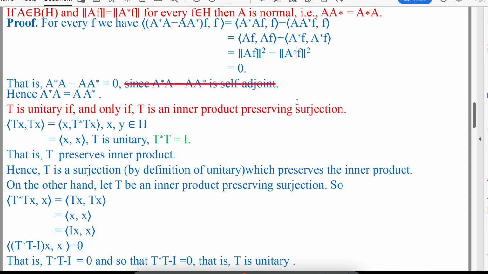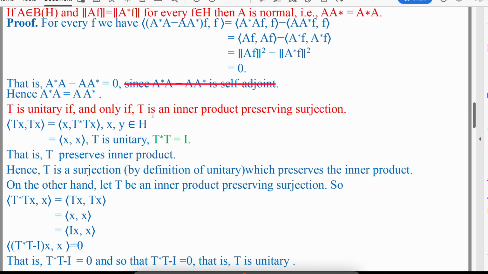We also have to show that T is a surjection. But by the definition of a unitary operator, we know that T is always a bijection, meaning T is one-one as well as onto. So we need not prove anything, because T is always onto. Hence T is a surjection which preserves the inner product. Here we have shown that it preserves the inner product.